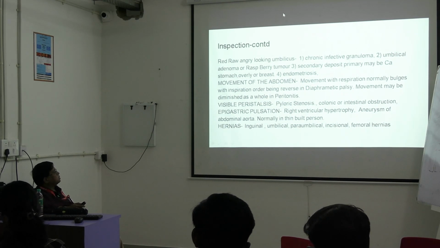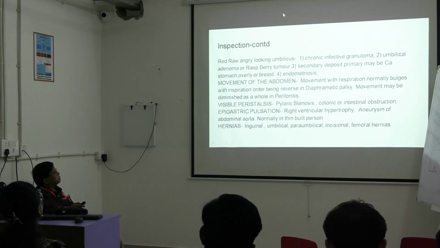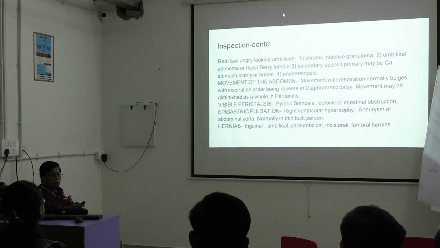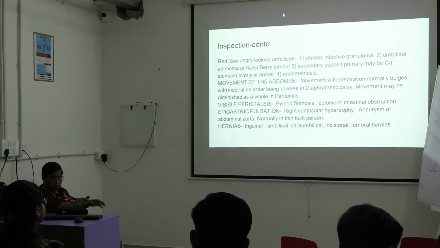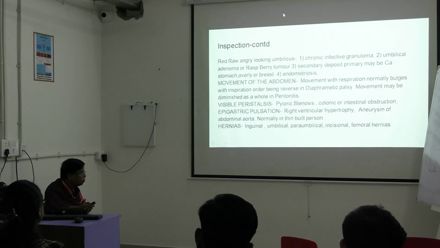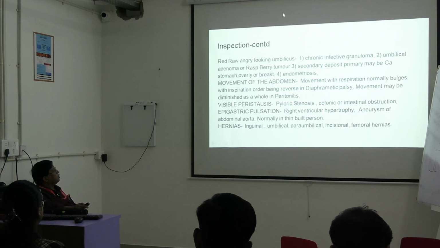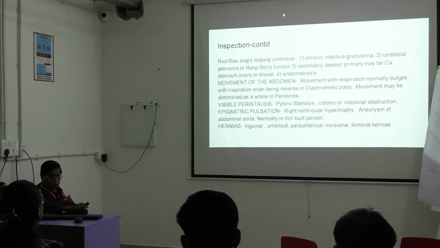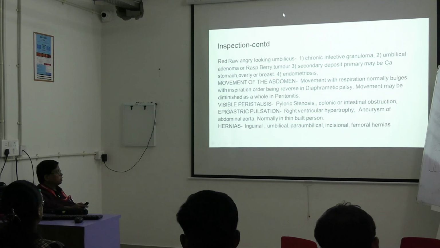Then look for any epigastric pulsation. Normally, in a very thin built person, you can see the epigastric pulsation. You have all experienced that. You just look at the abdomen, there is the aorta, and the epigastrium is pulsating. Abnormally, in right ventricular hypertrophy you can see some pulsation in the epigastrium, and also in aneurysm of the abdominal aorta, aortic pulsation may be seen in the epigastrium.